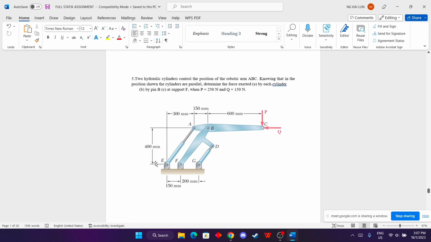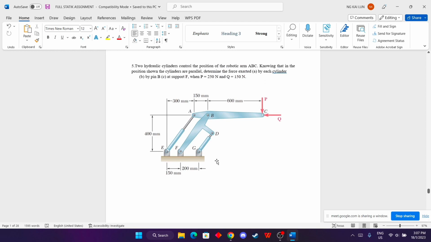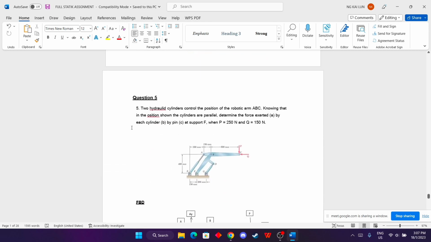We move to question 5. The two hydraulic cylinders control the position of the robotic arm ABC. Knowing that in the position shown the cylinders are parallel, determine the force exerted by each cylinder. Okay, B by pin, C at support, when P is 250 Newton and Q is 150 Newton. Okay, we start with the FBD full.